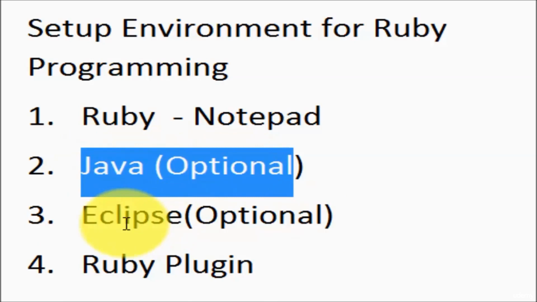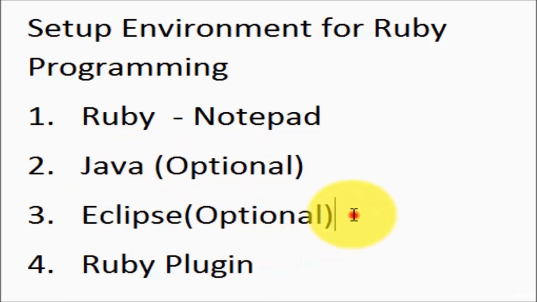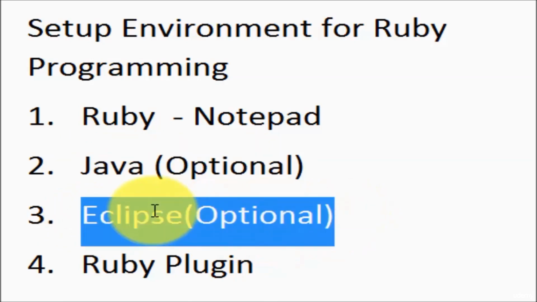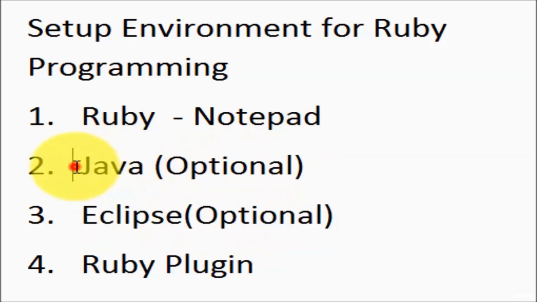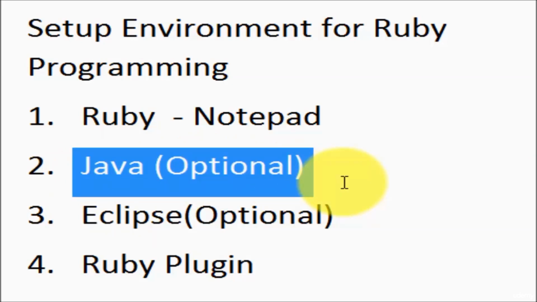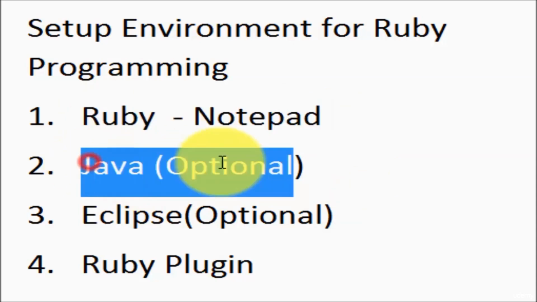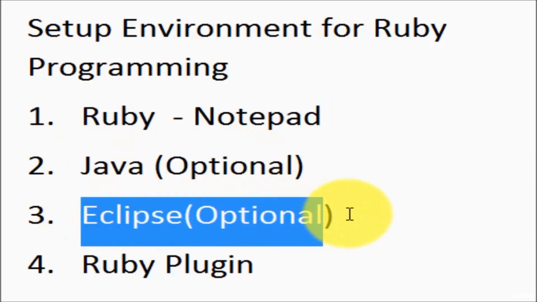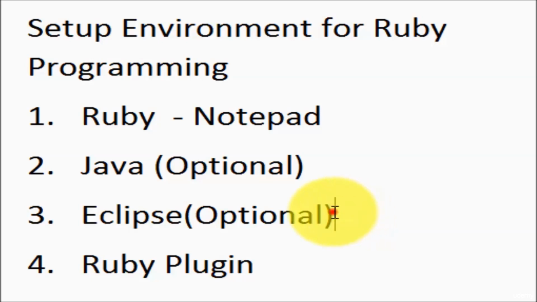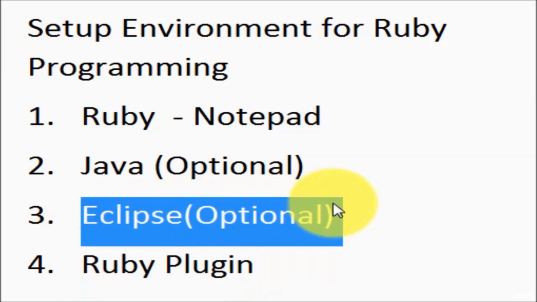Java is the prerequisite for Eclipse. Because we want to install Eclipse and write Ruby code there, we need to set up the prerequisite first. So first of all, we need Ruby. Then we are going to install Java, which is a prerequisite for Eclipse. After that, once we complete the Eclipse installation, we need a Ruby plugin on Eclipse, because by default Eclipse comes for the Java programming language, but if you want to write Ruby code on Eclipse, then we need a Ruby plugin.